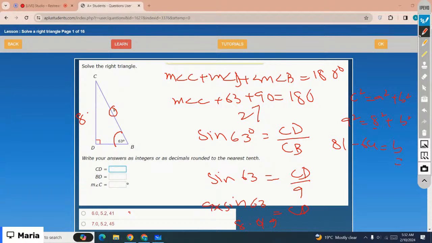So 81 minus 64 is 17, right? So b square equals 17, so b equals square root 17, and square root 17 is 4.1. That means the other side is 4.1. Got it? The correct option is 4.1.